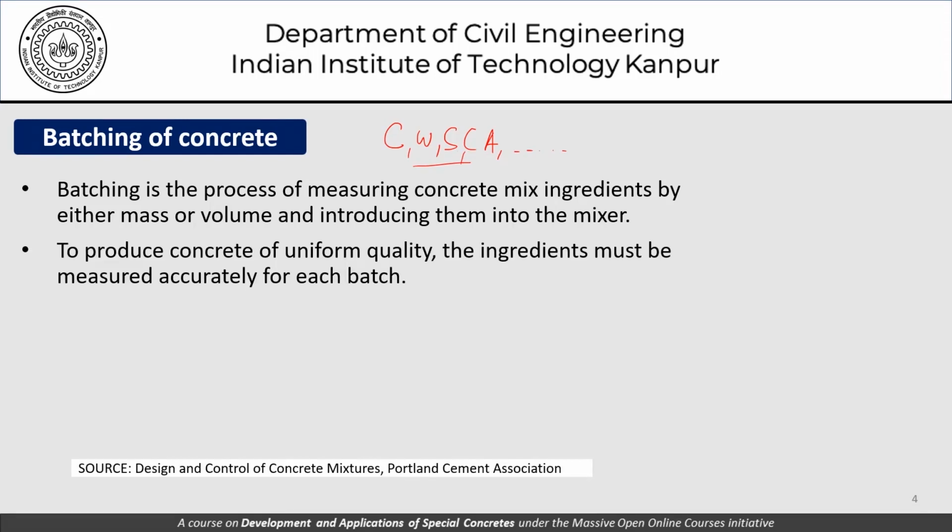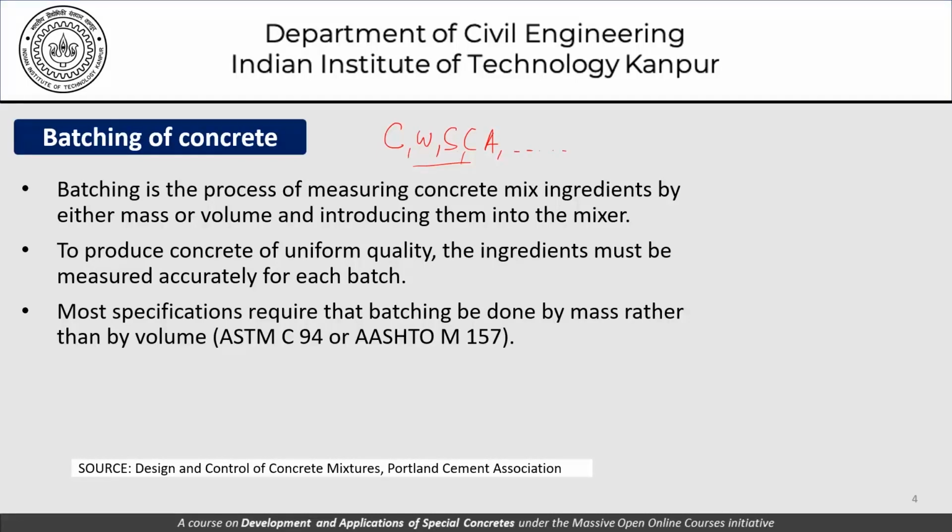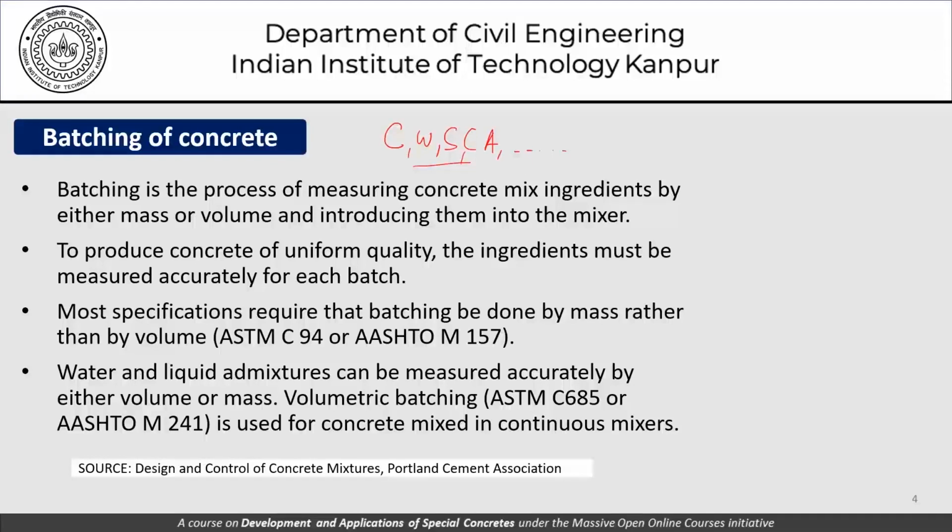So as far as the accuracy is concerned, to produce concrete of uniform quality, the ingredients must be measured accurately for each batch. That's what we just said. And most specifications require that the batching is done by mass rather than by volume. Water and liquid ingredients, of course, can be measured accurately by either mass or volume. And as far as concrete is concerned, volumetric batching may be used in the case of continuous mixers.